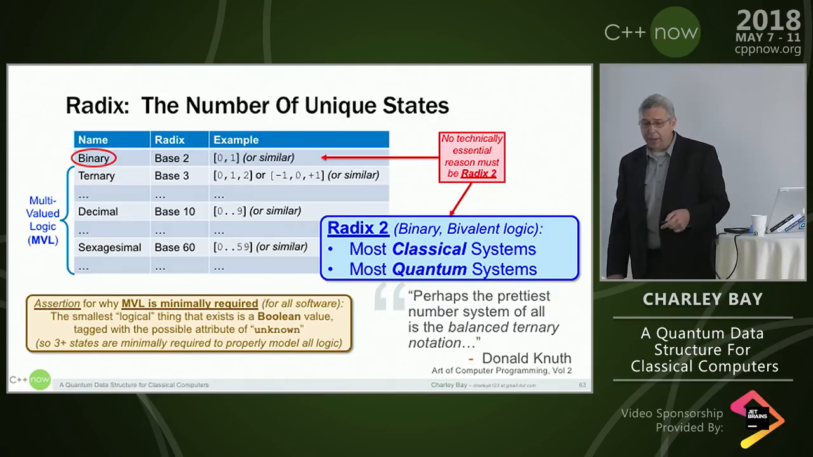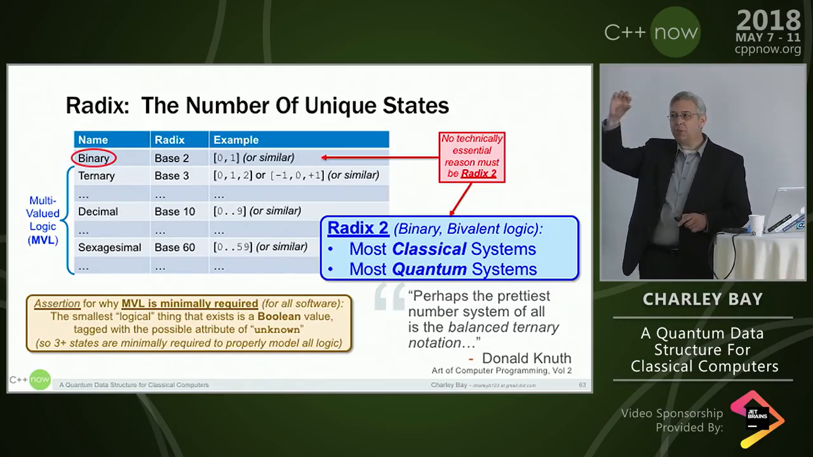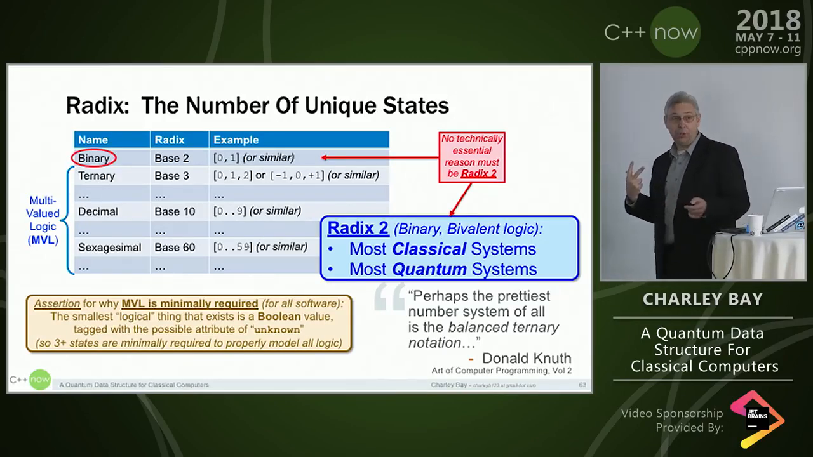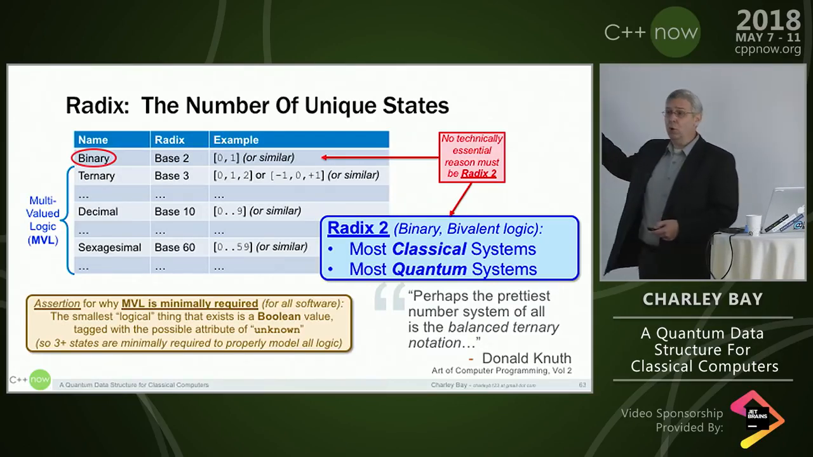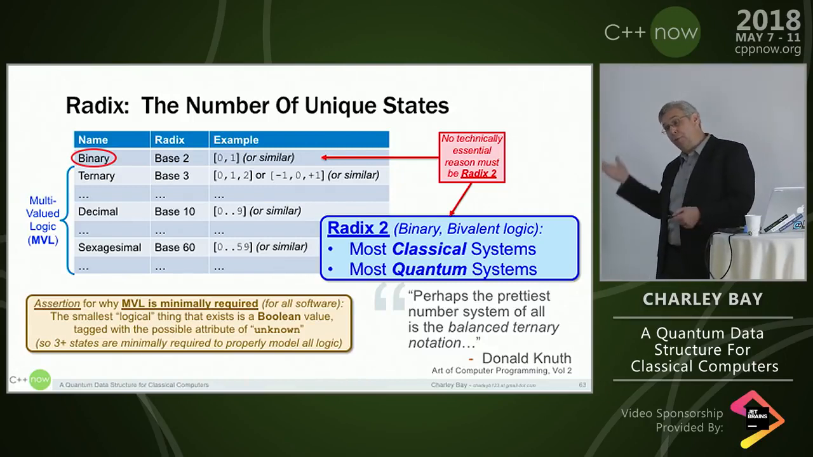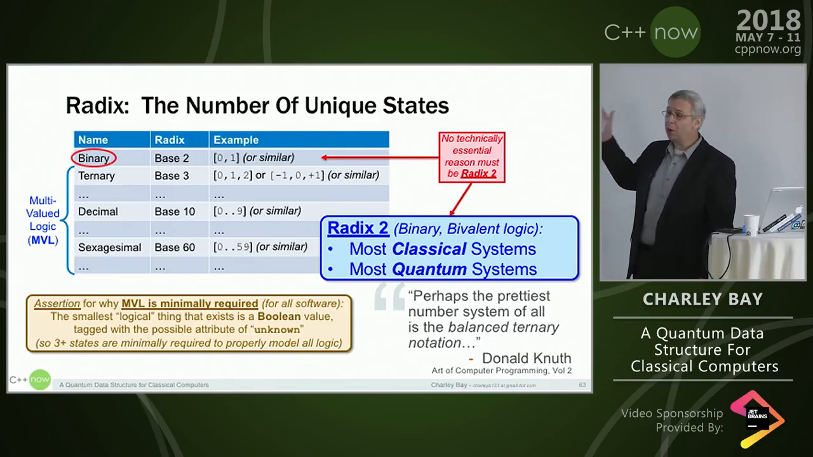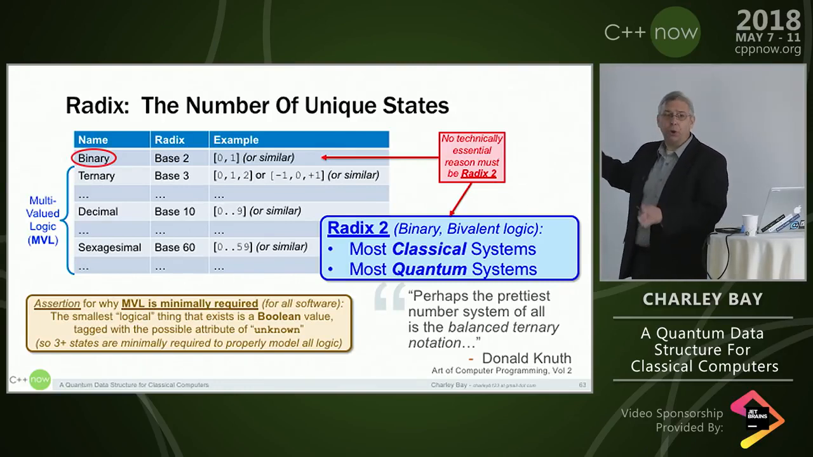And the assertion is that the hardware is not binary, but the smallest thing in the universe that could possibly exist is a bit that's true or false, plus an attribute of unknown. That's the smallest thing. You need three states to measure that, or to represent that, or to model that, or to use it productively. So anyway, we're radix two. Since we're radix two, well, that's classical hardware. But that's the quantum hardware too. Most quantum hardware is radix two. Some places like the University of Queensland, Australia, are playing around with ternary or other radixes, but everybody's radix two. Let's pretend radix two for now because that's kind of what we've got.